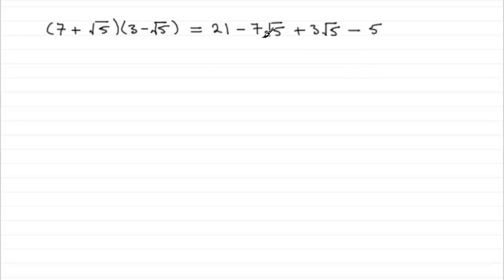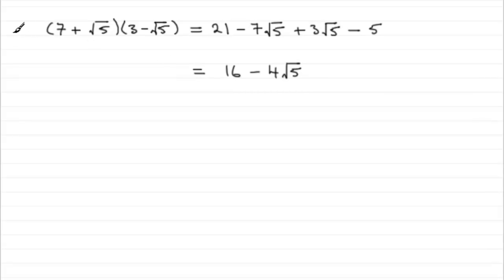We can collect up these two terms because they are similar kinds of terms, root 5 terms, and we can group together the 21 and the minus 5. So we've got 21 take 5, which is 16, and then minus 7 root 5 plus 3 root 5 is going to be minus 4 root 5. So, nice straightforward question there.